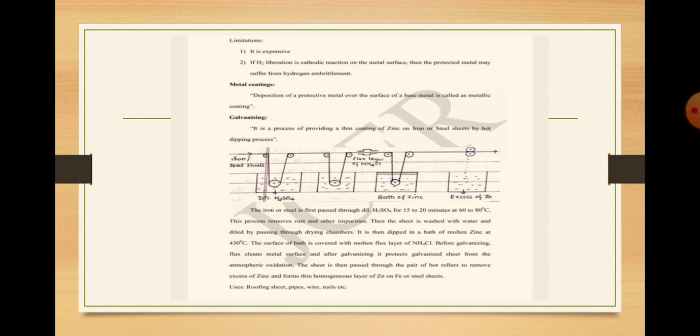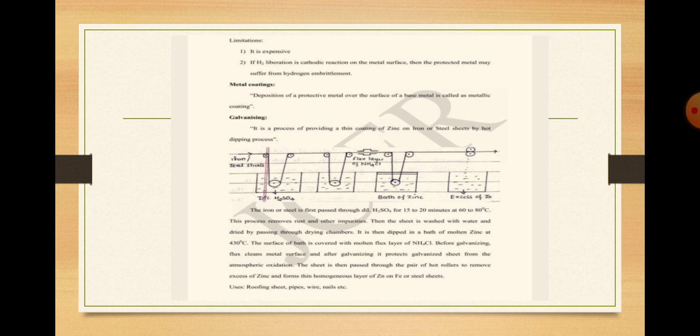What are the advantages of that one? It is low maintenance, and one installation can protect a large area of metal. Next, what are the limitations? It is very expensive, and liberation can take place at the surface. Next one is metal coatings.